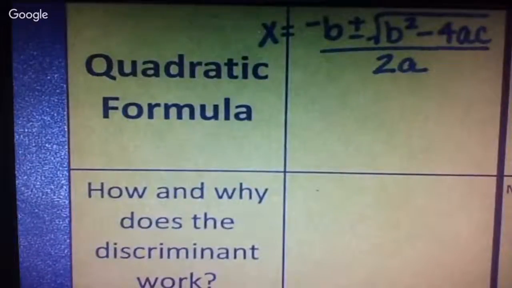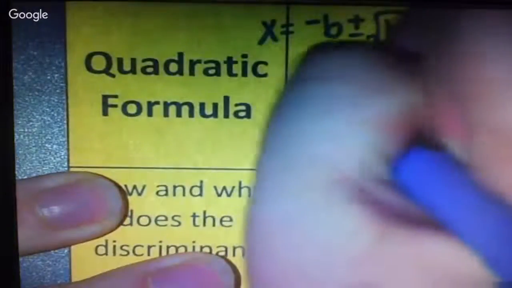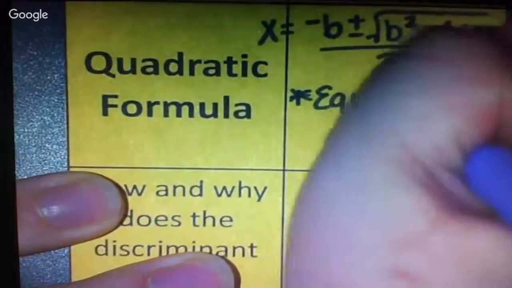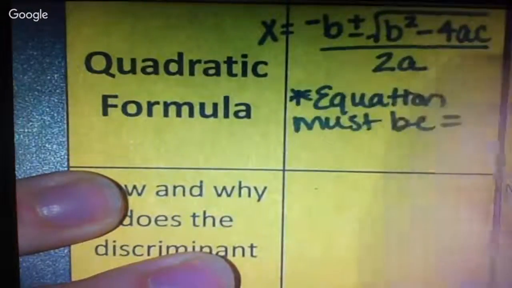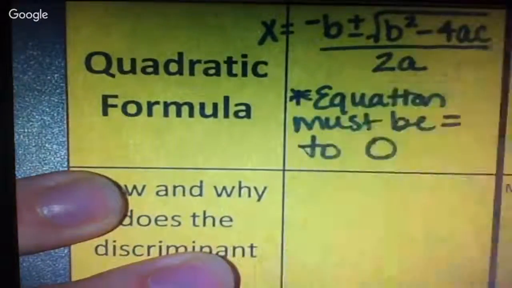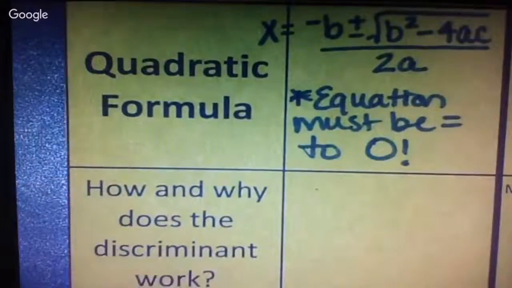Before I can use the quadratic formula, your equation must be equal to 0. So if it's not, you're going to have to make that happen.